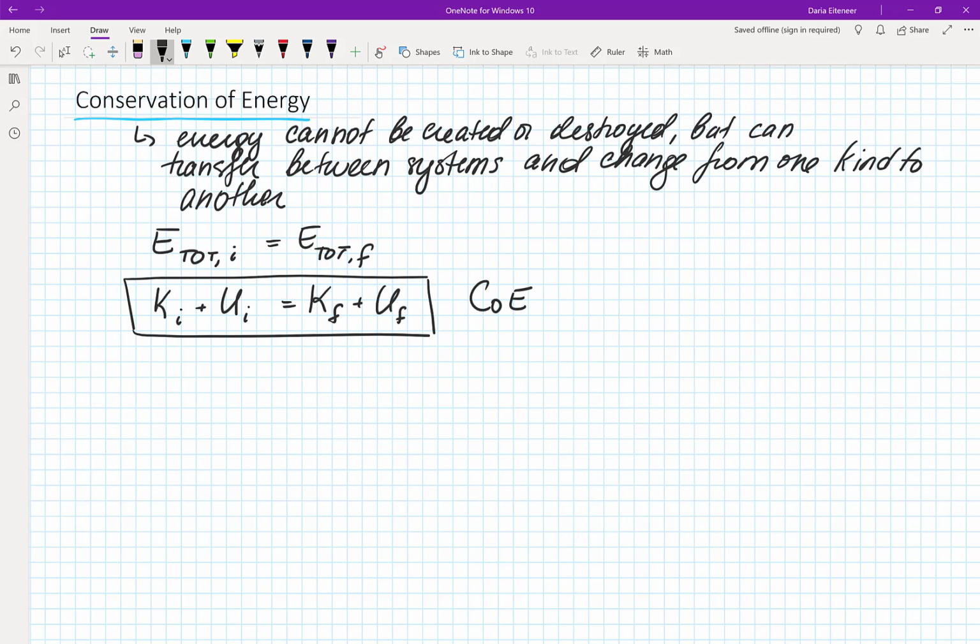So again, be careful with what you mean by initial and final. Make sure that you distinguish between different kinds of energies and between different objects if there are multiple objects that make a system. Let's look at a very simple example. So a ball is launched at a speed of 30 meters per second upward. Calculate the maximum height.